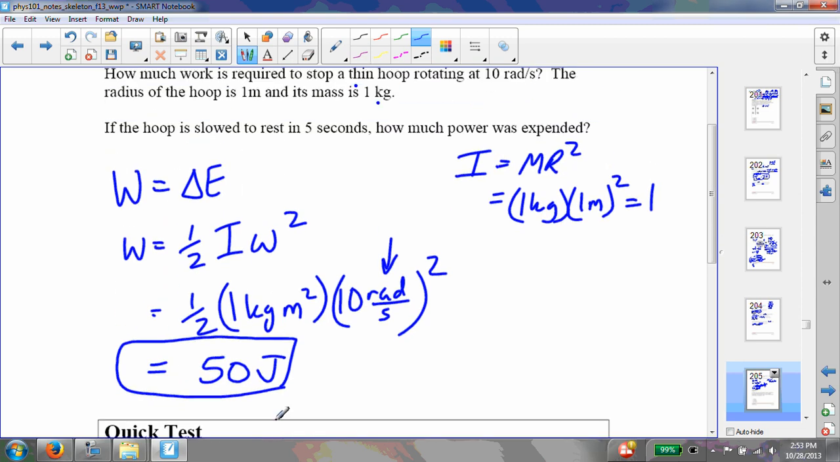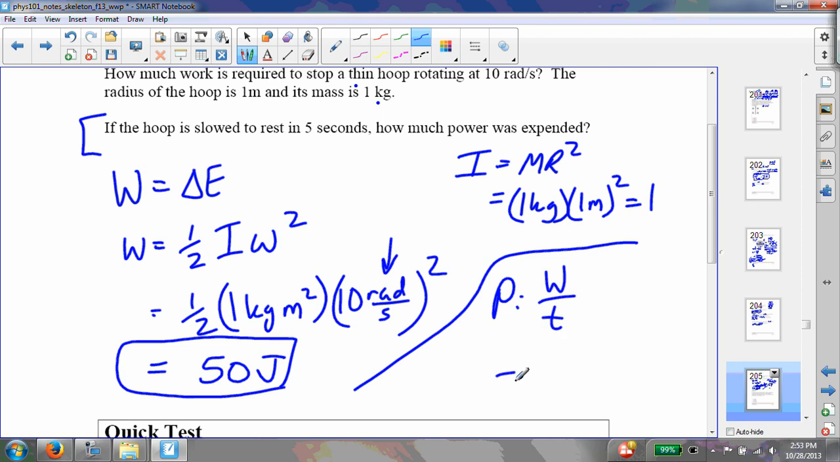Now, the other question is, if the hoop is slowed to rest in 5 seconds, how much power was expended? Well, I know that power is just work over time. So that's 50 joules over 5 seconds, which is 10 watts.